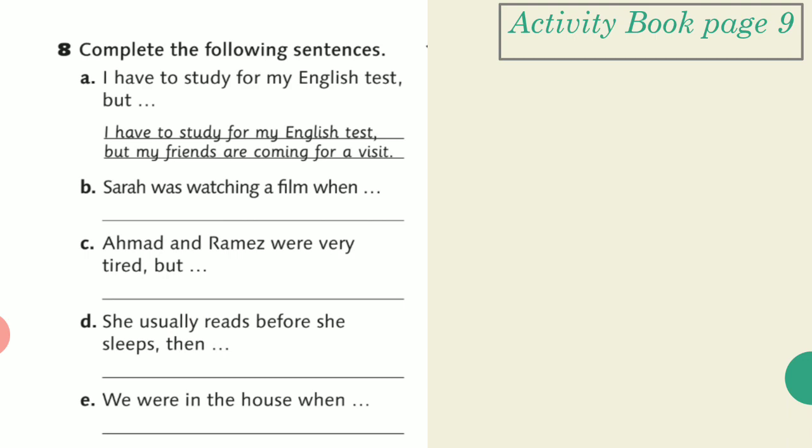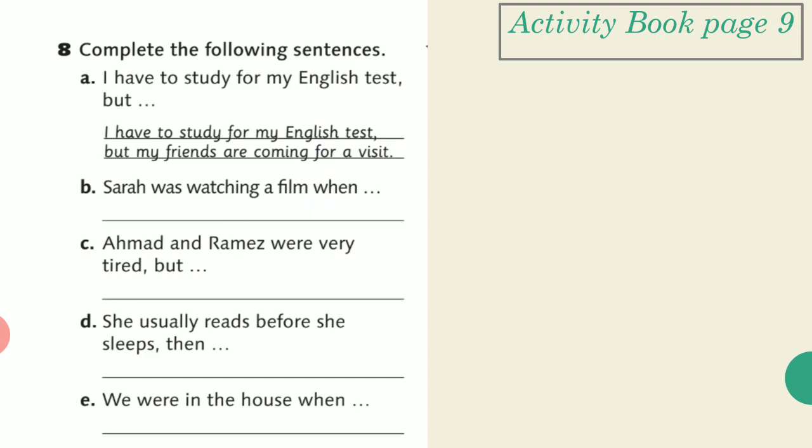I have to study for my English test, but. Now here using but gives us the meaning of the unexpected result. So when I have to study for my English test, the expected result is that I start studying for the test. Because we use but we have to put something that is unexpected. So the answer will be I have to study for my English test, but my friends are coming for a visit. Now, here you can put any other sentence as long as it is meaningful and logical.